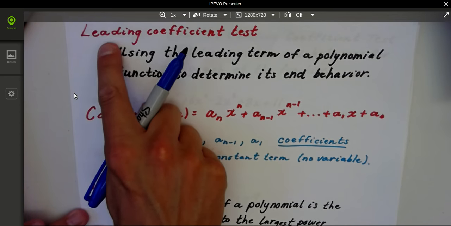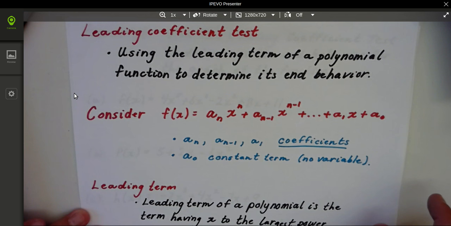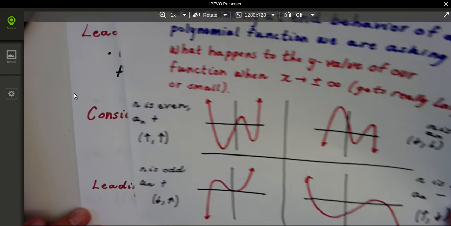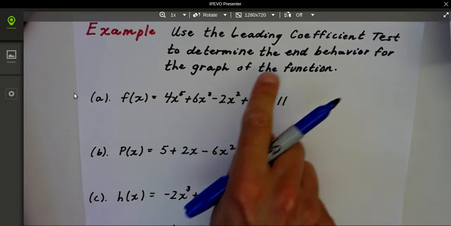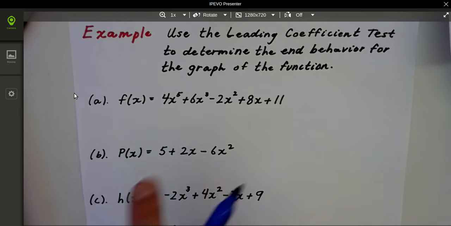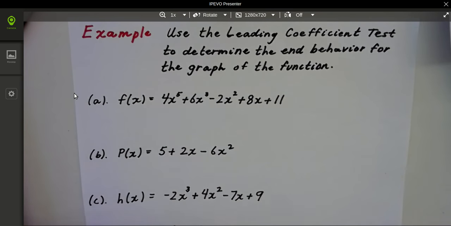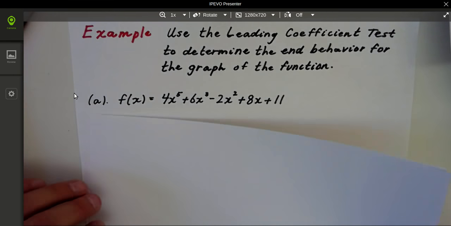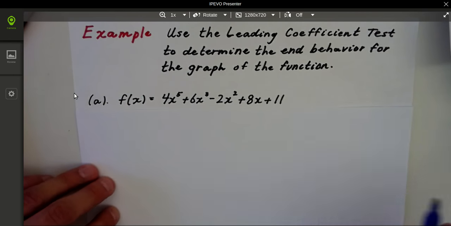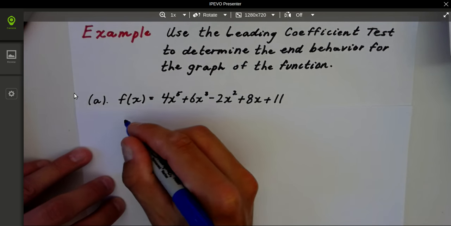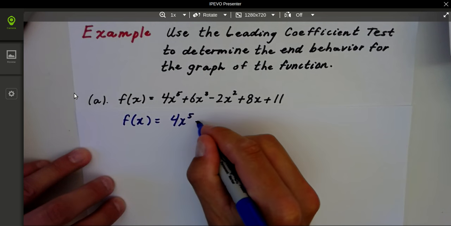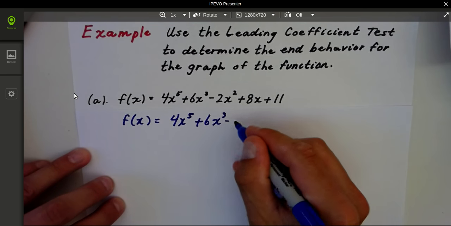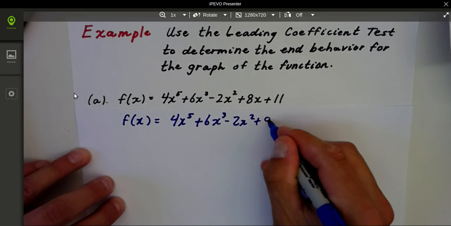We're going to use the leading coefficient test to determine the end behavior of functions. Remember, there are only four choices here, and we're going to use those. Let's get started. Use the leading coefficient test to determine the end behavior for each graph. I'm going to rewrite my polynomial here in case I mess up: 4x to the 5th plus 6x cubed minus 2x squared plus 8x plus 11.